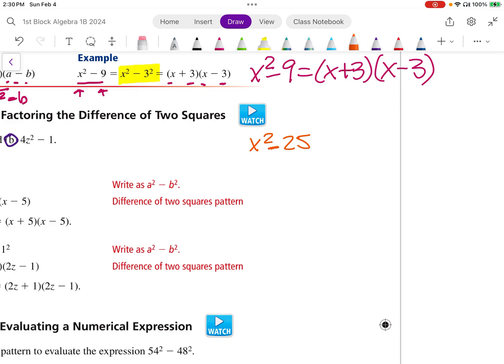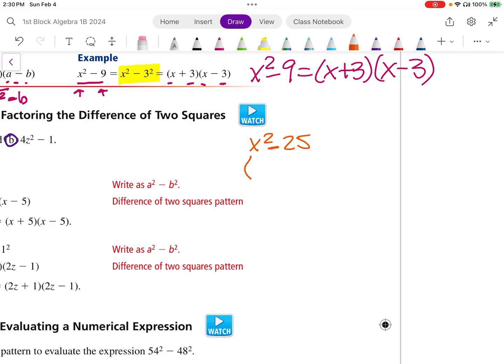And now, if you don't have all these perfect square numbers memorized, that's fine. Use your calculator. Just put in this second term and find the square root of it. If you get a whole number, you're good to go. If you get a decimal, that's not going to work for this.